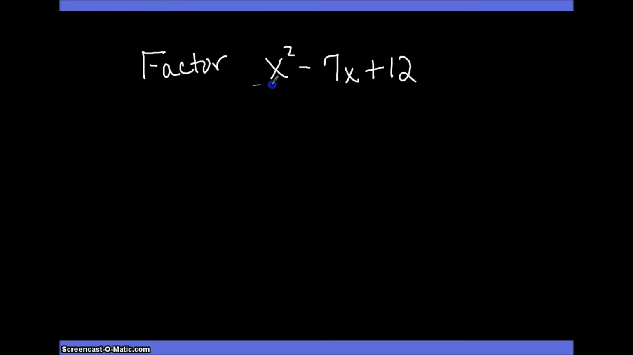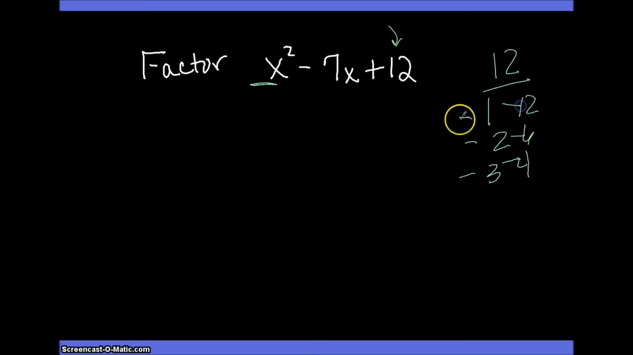When you have a trinomial and there's not a number in front of x squared, you find the factors of the number at the end. Factors of 12: 1 and 12, 2 and 6, 3 and 4. Check your sign rules, they're all the same and they're all negative. And you need the ones that equal -7. So this would factor down to x minus 3 and x minus 4.